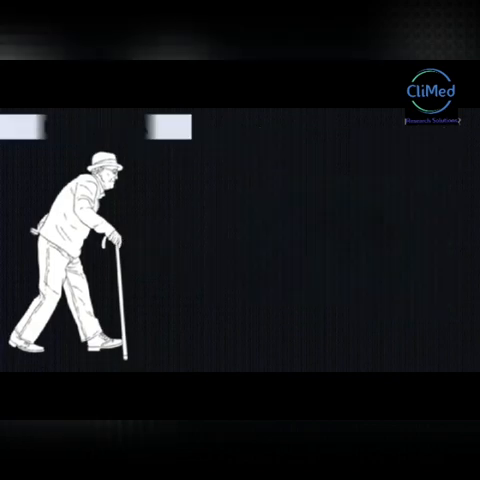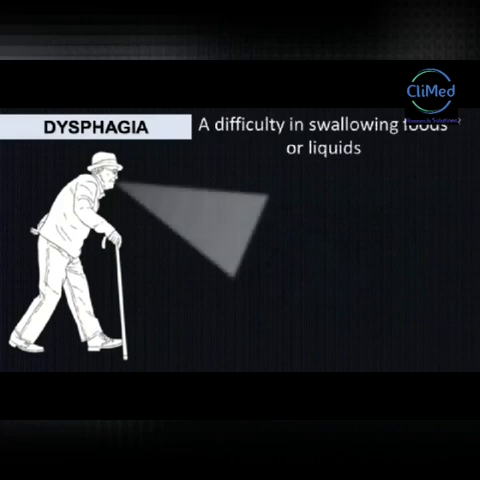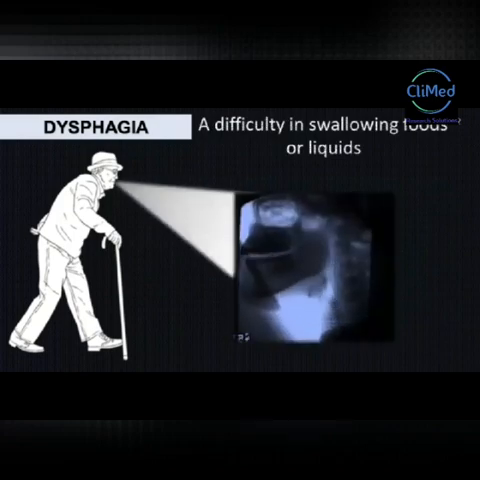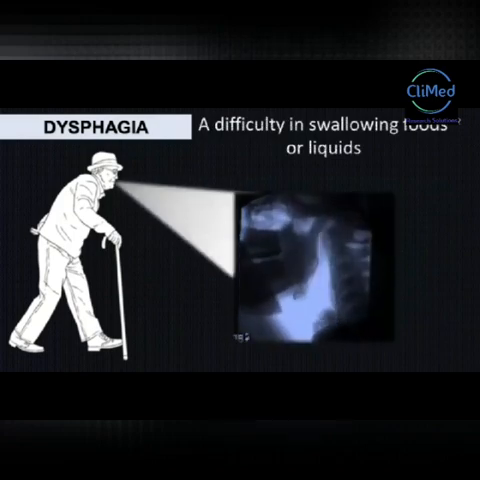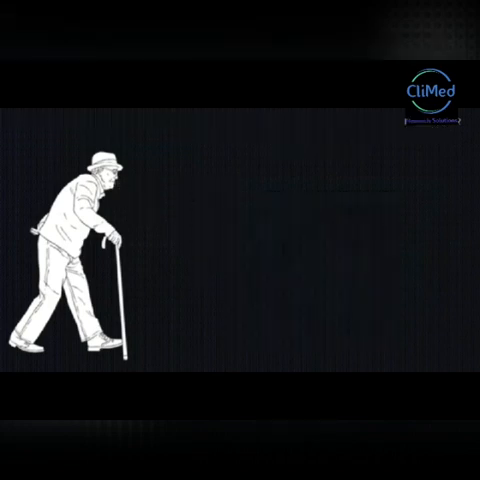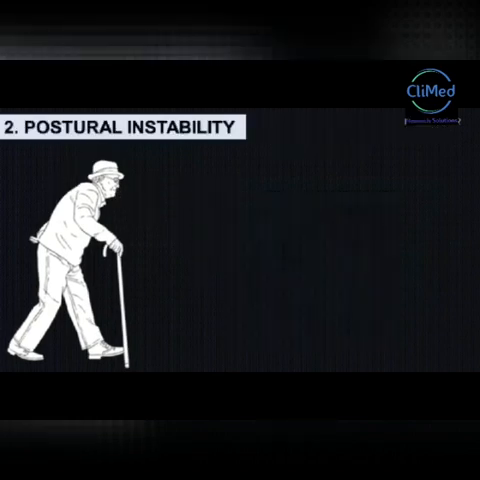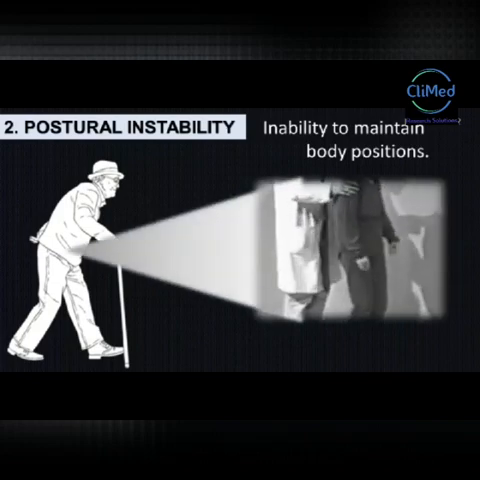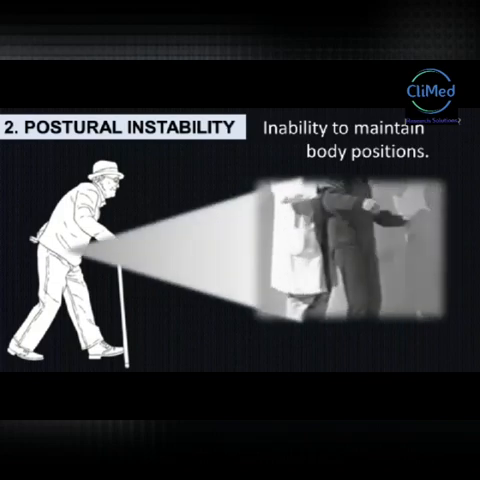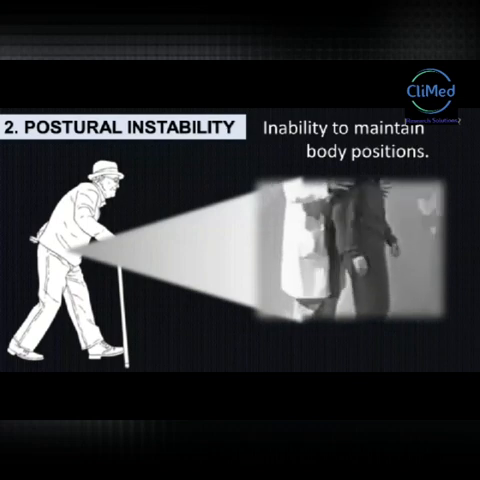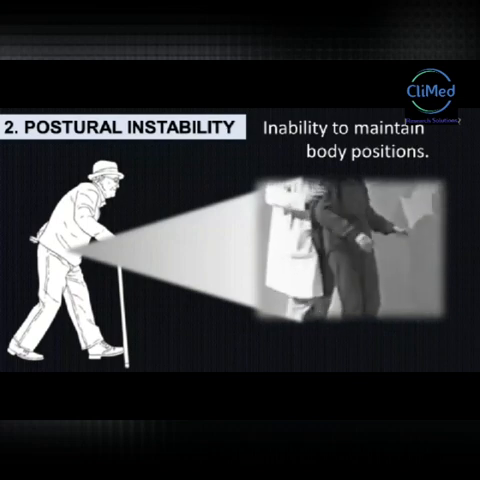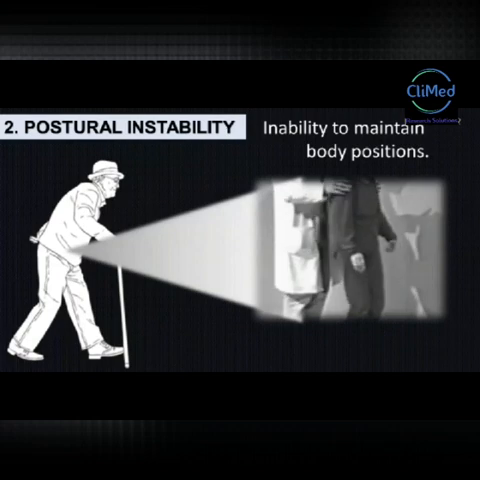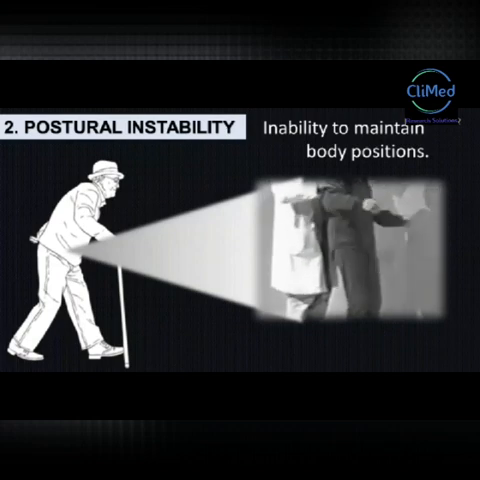Now coming to dysphagia, where there is difficulty in swallowing foods or liquids, which can also result in poor appetite in the patient. Now coming to postural instability, where the patient will not be able to maintain the normal body positions. Whatever position a patient is in, he will not be able to maintain normal balance. Hence, he needs physical assistance to handle his position.